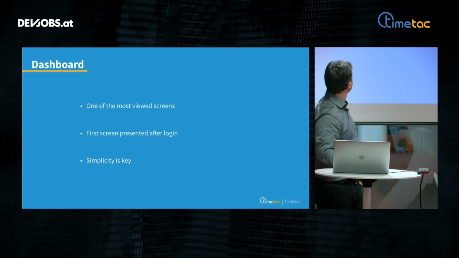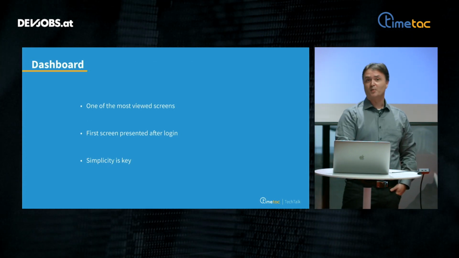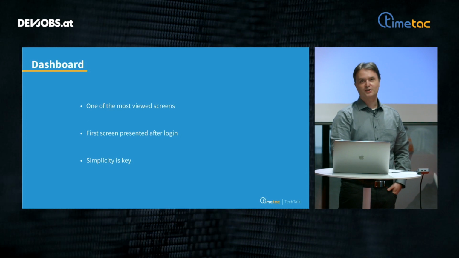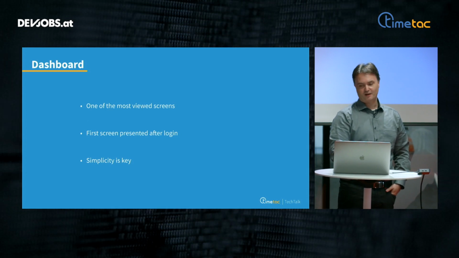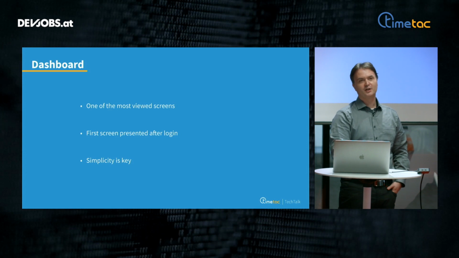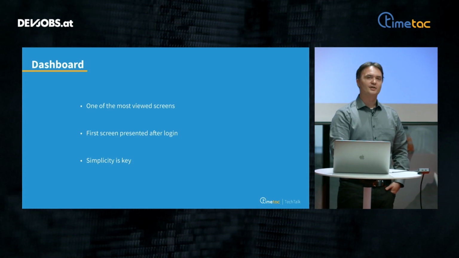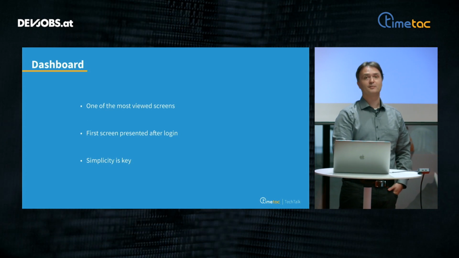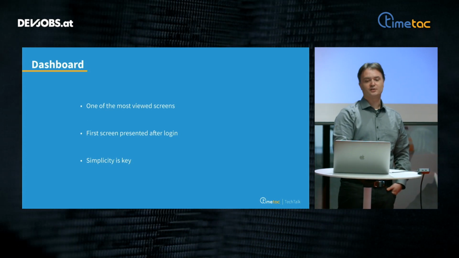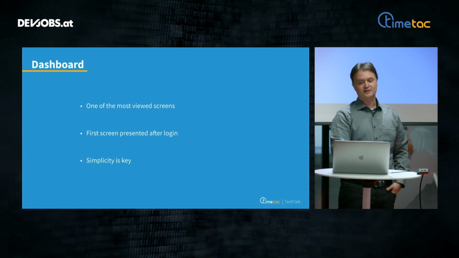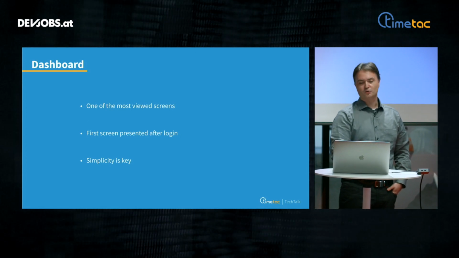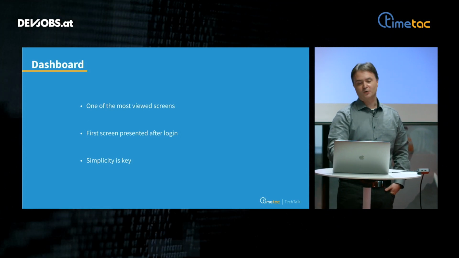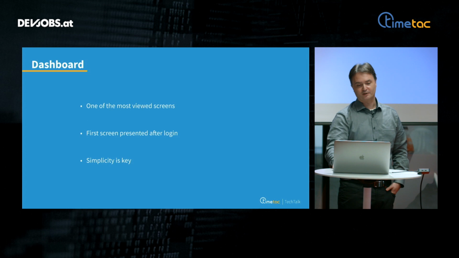The dashboard is one of the most viewed screens in our mobile native clients. It's also the first screen presented to our users when they log into their accounts. As it contains a lot of important information, we wanted to make sure that users are not overwhelmed by the sheer amount of data presented. Hence, simplicity is very important. One of our main challenges was to reduce overall complexity by allowing our users to show or hide certain information and freely arrange the order of individual items as they prefer.